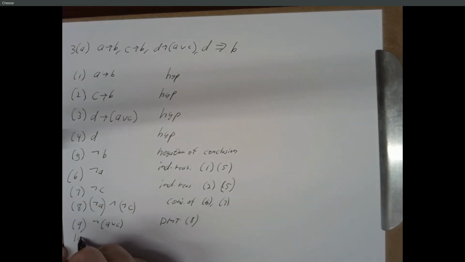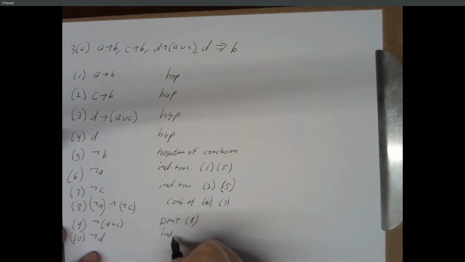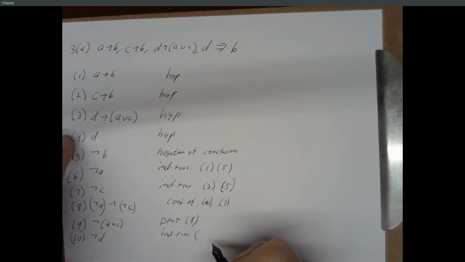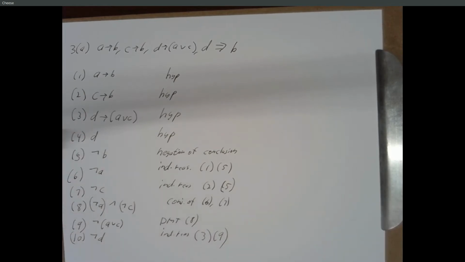Well, we're set up for one more indirect reasoning. If D, then A or C, but we've also shown not (A or C). That forces us to conclude not D. That's indirect reasoning of 3 and 9. And that's as far as we have to go because we've got a contradiction now. We've proven D and we've proven not B. And they can't both be true. So that's a contradiction between 4 and 10.